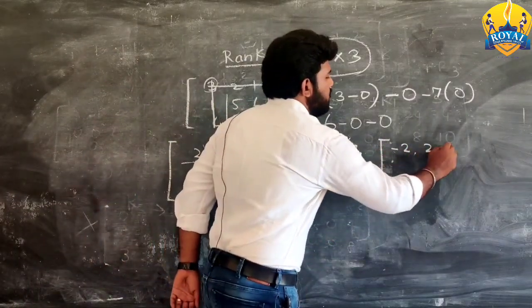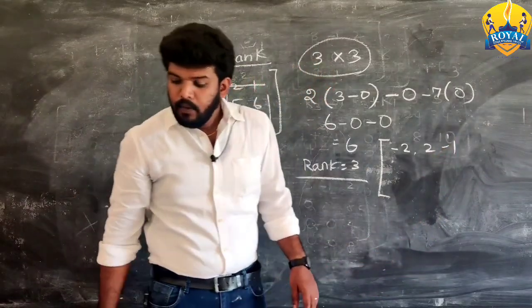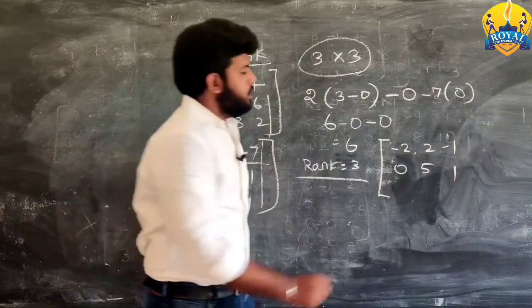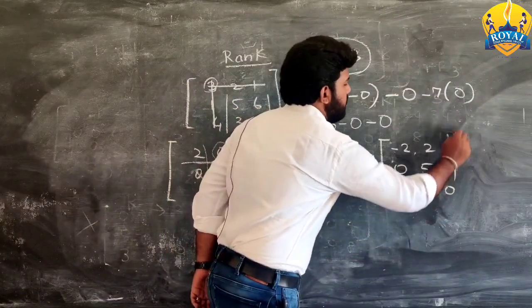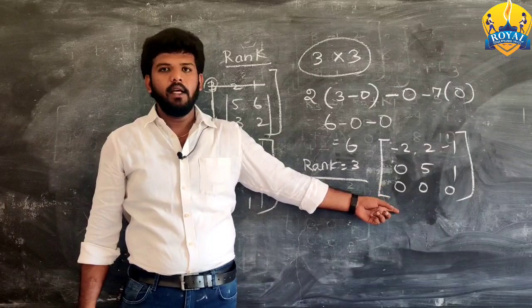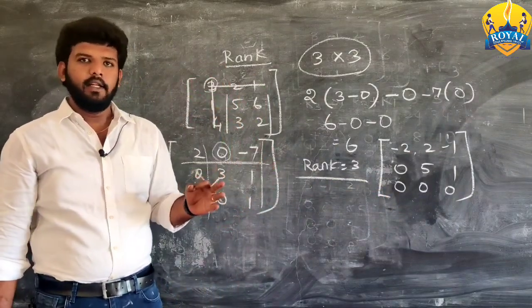Minus 2, 2, minus 2, 2, minus 1; 0, 5, 1; 0, 0 and 0. Right? Okay, it is a 3 cross 3 matrix. So first, since we have a 3 cross 3 matrix, we should find the determinant value.